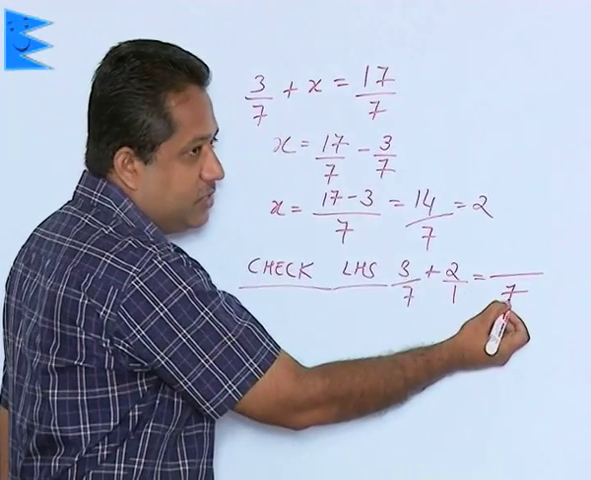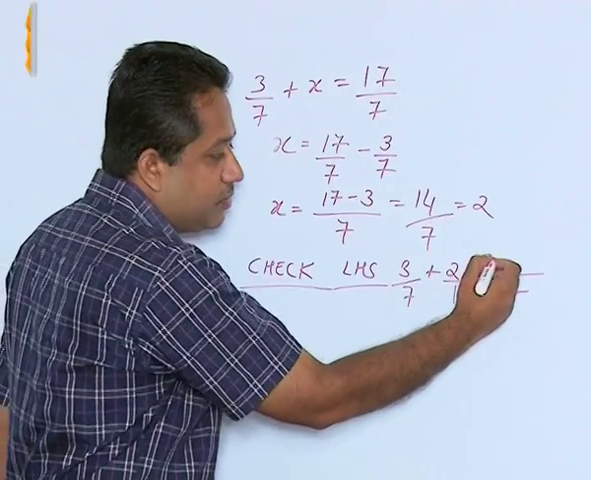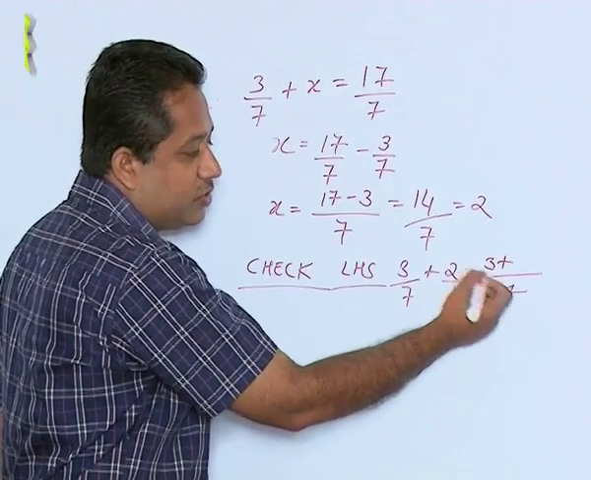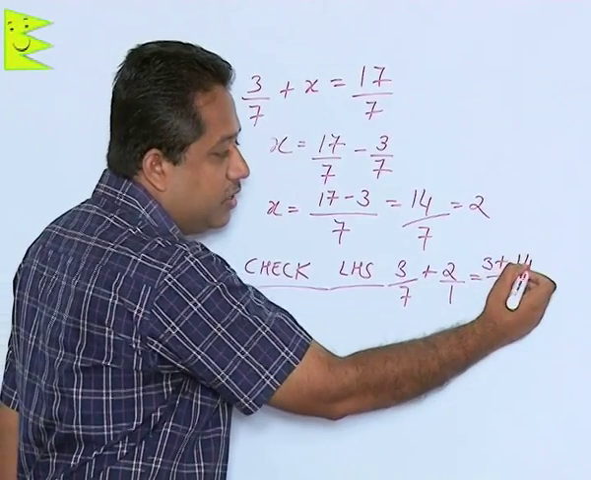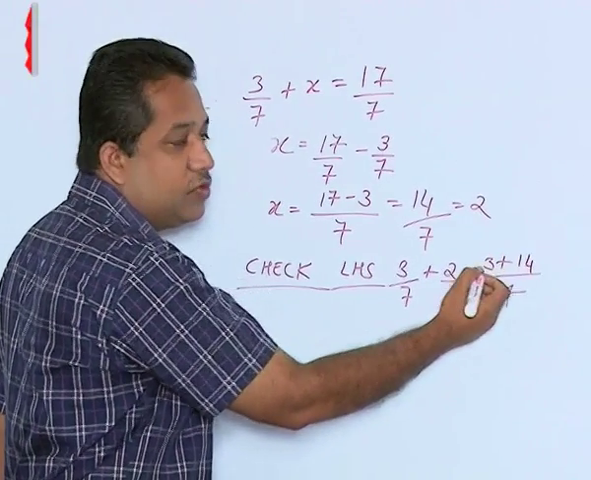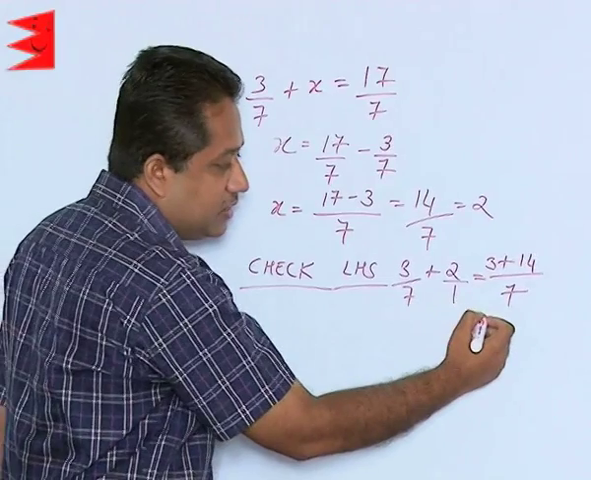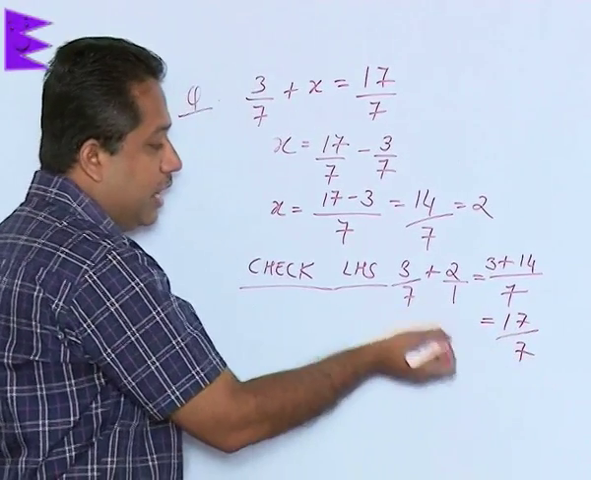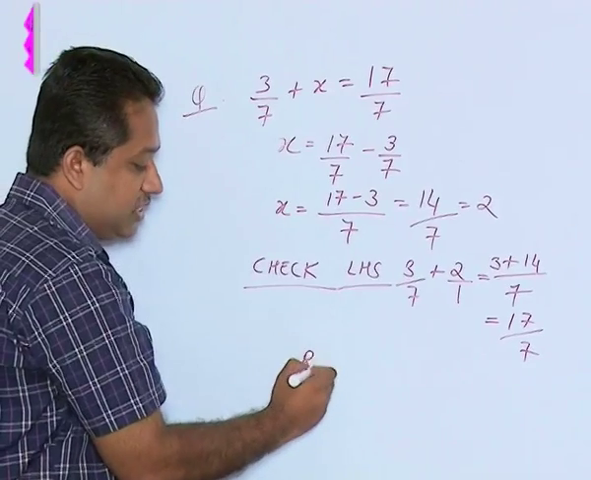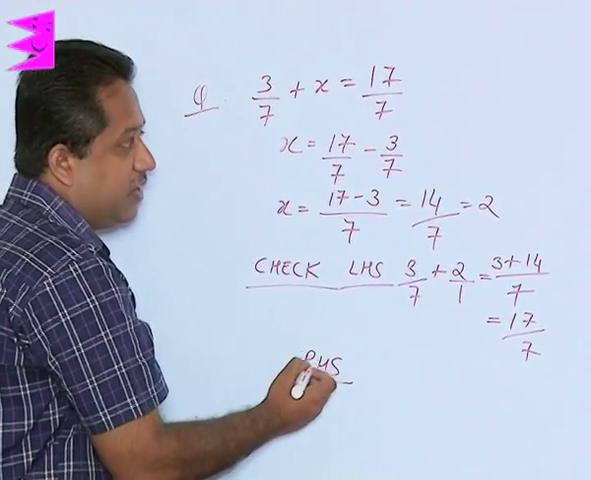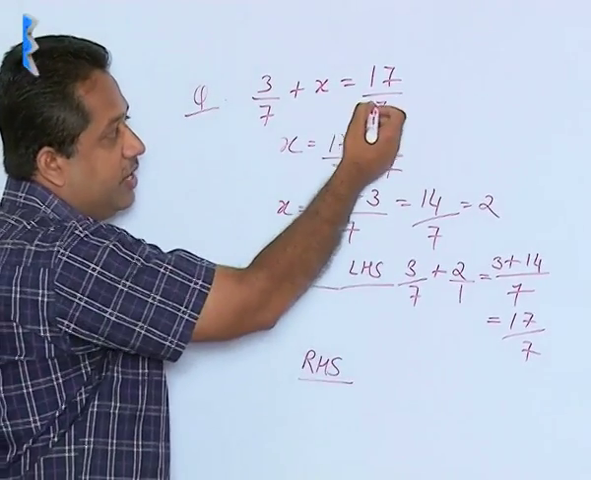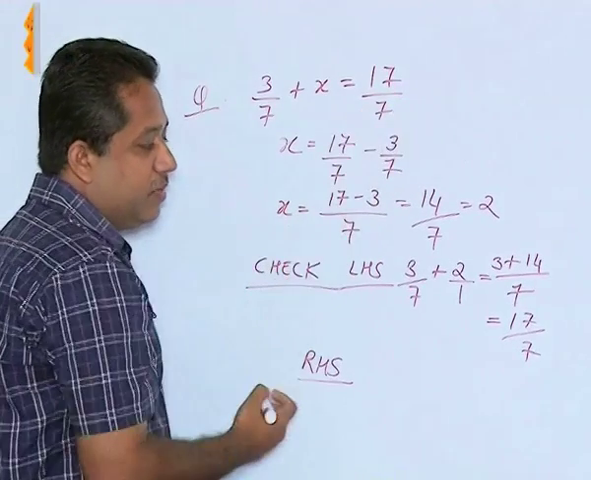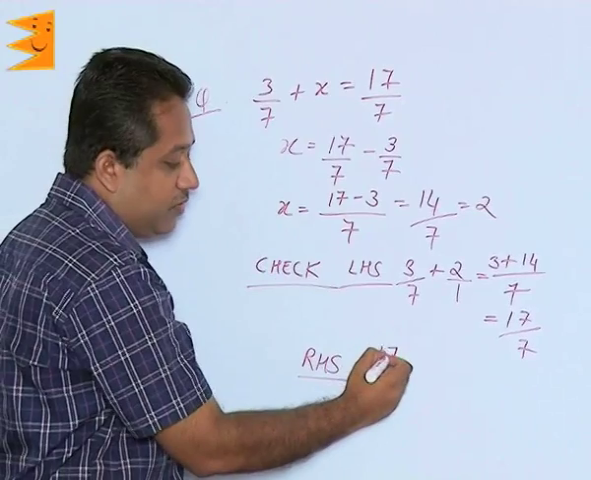7 goes 1 times in 7. So, 1 into 3 becomes 3, plus 1 goes 7 times in 7, so 7 into 2 becomes 14. So, we find that the left side on solving is giving us the answer 17 upon 7. Now, we have to substitute the same value of x on the right side. On the right side there is no x term. We find that it is already 17 by 7. We do not have to solve anything.